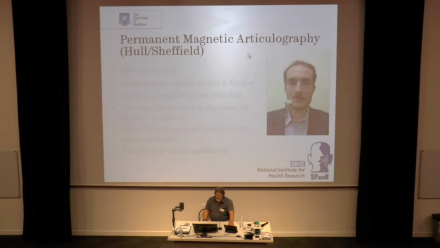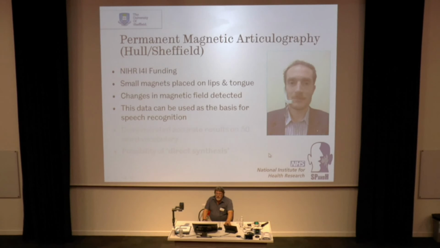The way this works is you have small magnets placed on lips and tongue, so small that they resemble that awful jewellery that kids wear. And what you do is detect the changes in magnetic field as you mouth your speech. You can then take that sensor data and use it as the basis for speech recognition. We've demonstrated that you can get pretty good results on the smallest vocabulary that way. Other groups doing silent speech with other sensor arrays have also got similar results.